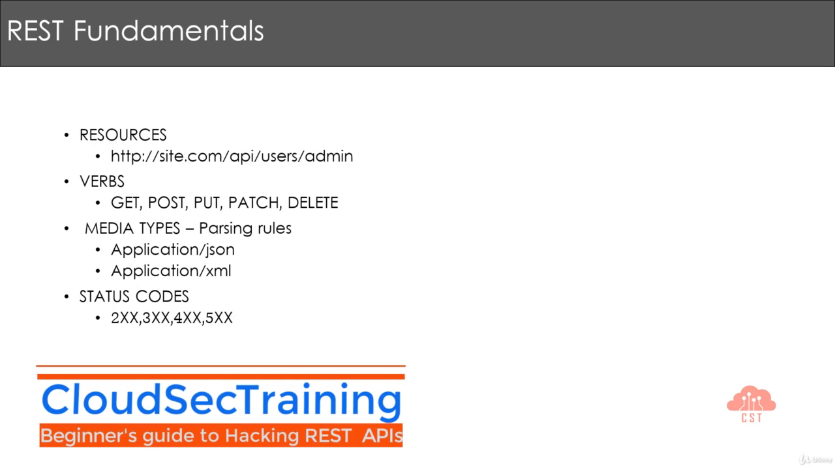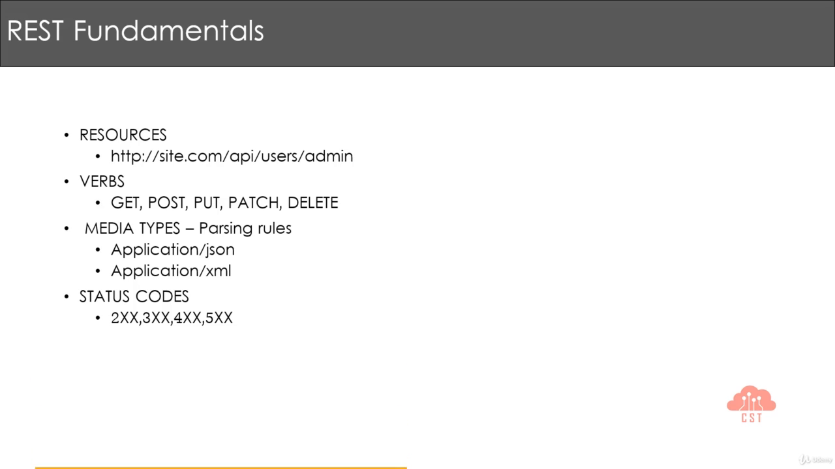Let's talk about resources. REST performs actions on a specific resource or a collection of resources. If you take the URL shown on the slide as an example, a user called admin is a resource we are performing a specific action on. The action could be deleting the user admin or updating the profile information of this admin.